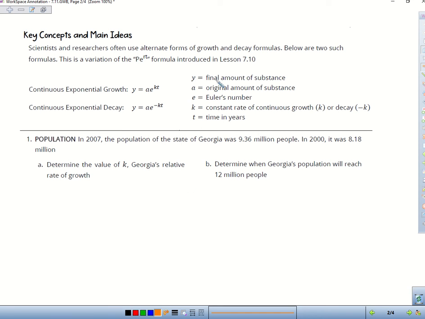So y represents the final amount of substance, a represents the original amount, e is Euler's number, k is the constant rate of continuous growth or decay. If it's negative, it's decay, and if it is decay, you need to make it negative. And then t is time in years. So we're going to go ahead and identify each one of these items.